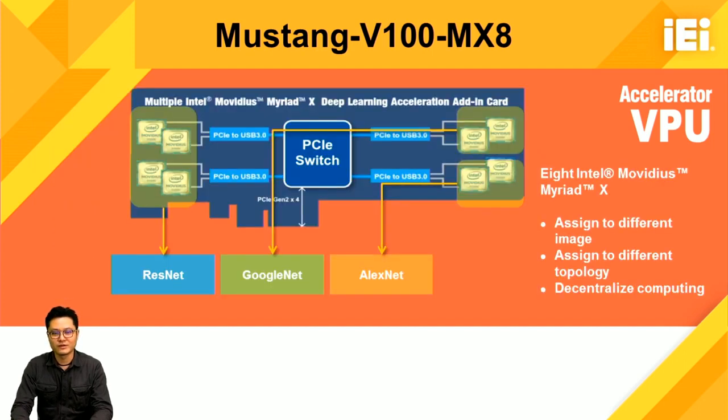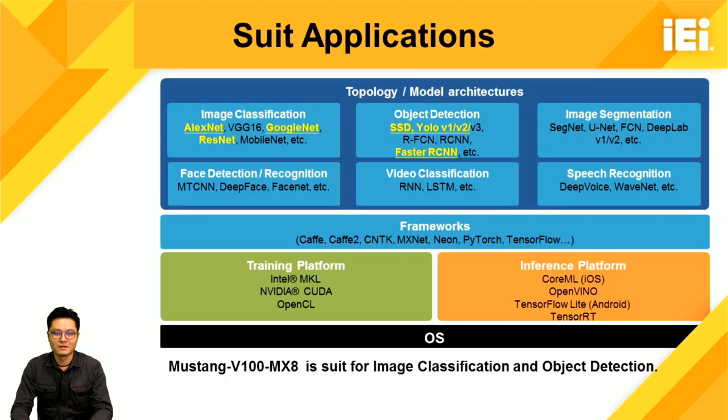Another great feature of the Mustang V100 MSA is decentralized computing. It can distribute different VPUs for different video inputs, and even a different topology for each VPU, which gives very high flexibility for your applications. The Mustang V100 MSA supports topologies such as GoogleNet, which is ideal for image classification, and SSD and YOLO, which are suited for object detection applications.